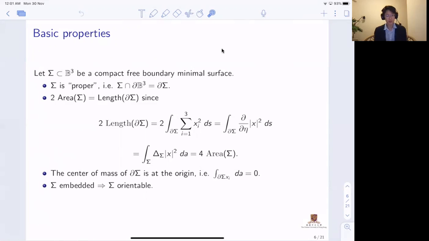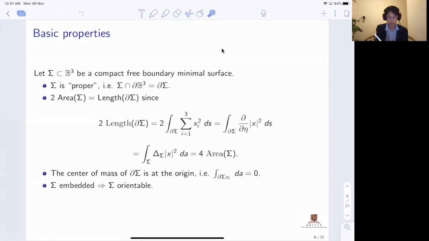So this is very useful because this sort of means that if you look at the area of the minimal surface, you can sort of equivalently measure by looking at the length of the boundary. Okay. So for example, if we try to characterize the minimal surface by the area, you can equivalently characterize it in terms of the boundary length. Okay. So this can be shown by a very simple integration by part argument. Okay.